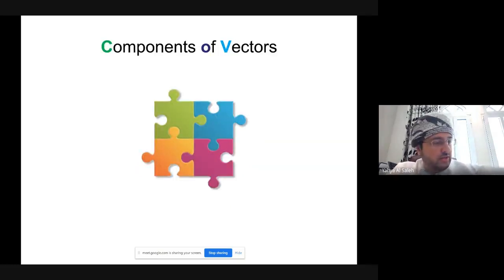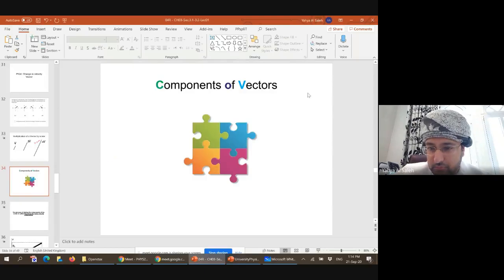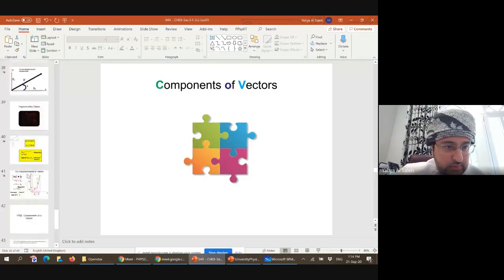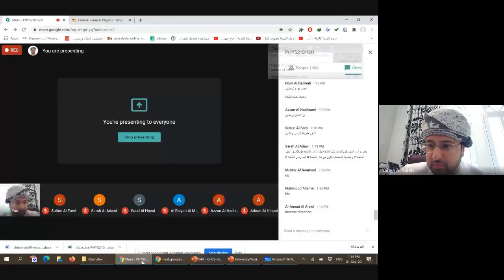Here's the part that I was actually looking forward to. Components of vectors. Let's see how much time do we have left. We have about 6 minutes left. I can start. I'll probably not finish, but I can start.